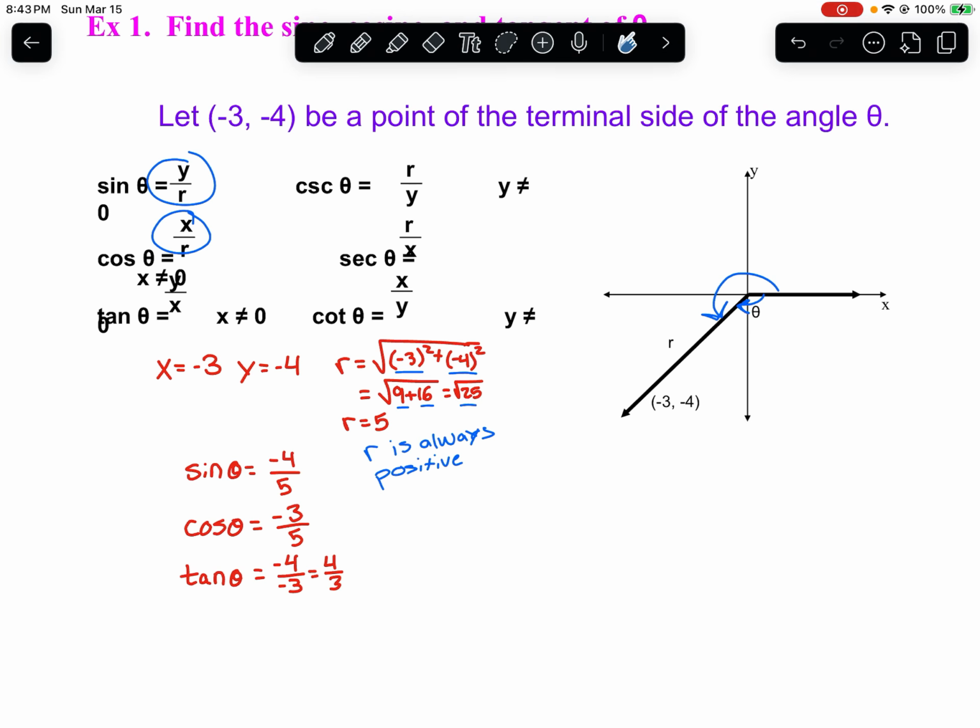Our second thing for the day is what we call a reference angle. And so the definition of reference angle is: let theta be an angle in standard position.